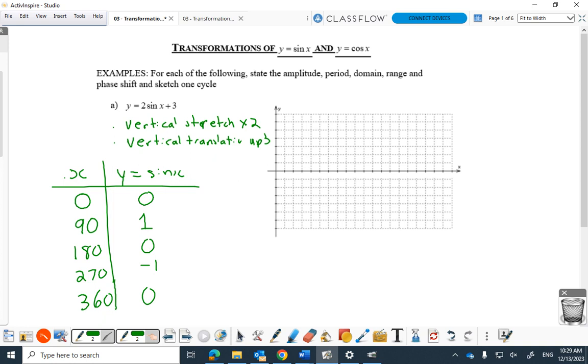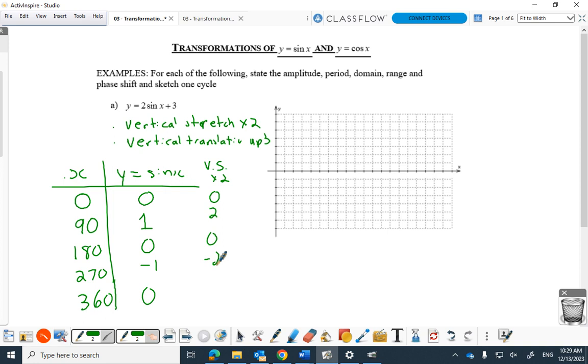That's good. And then there's only 2 things to do. Vertical stretch times 2. I just multiply all those values by 2. Yeah, 2 times 0 is not 2. 0, 2, 0, negative 2, 0.